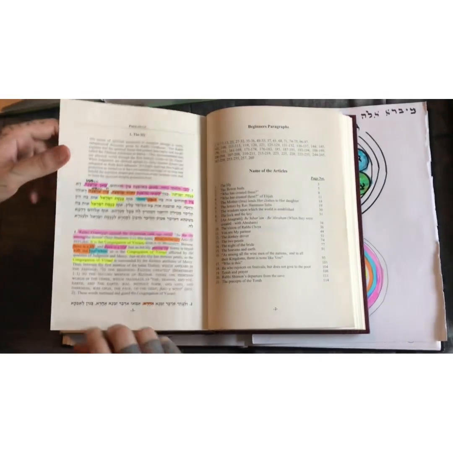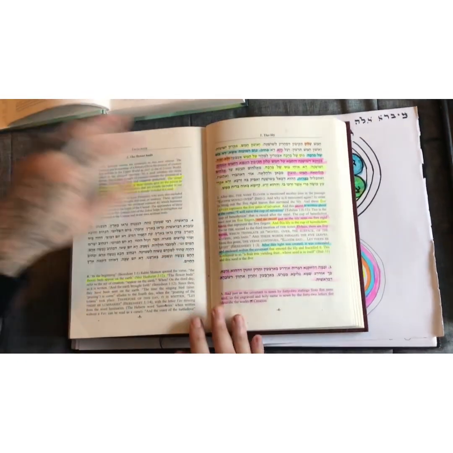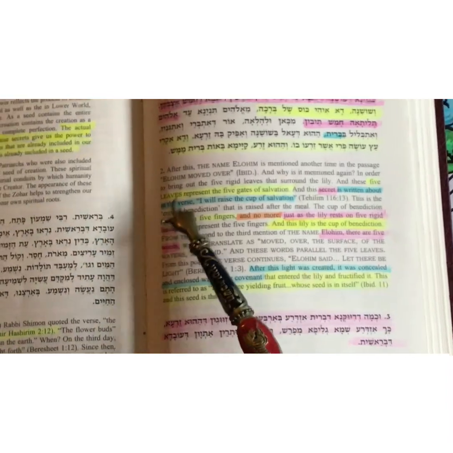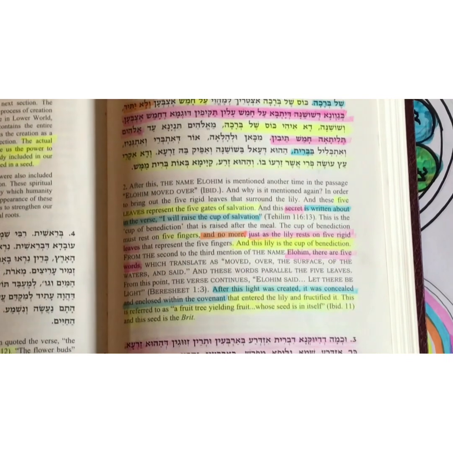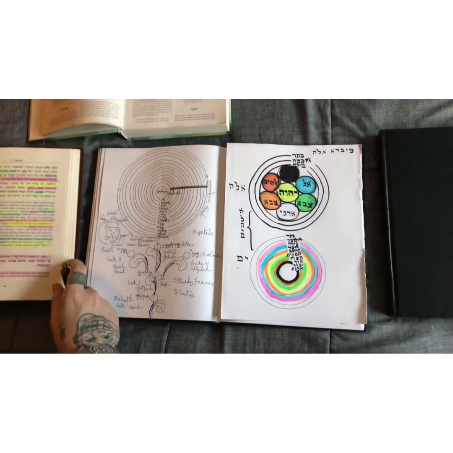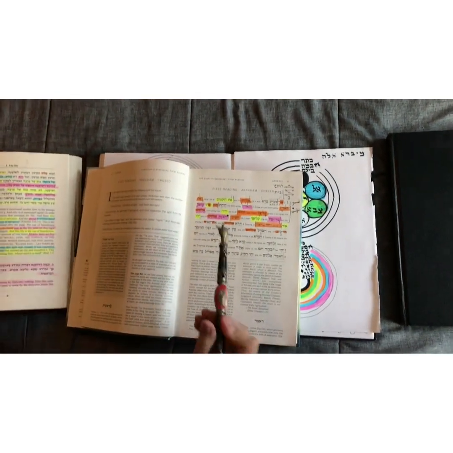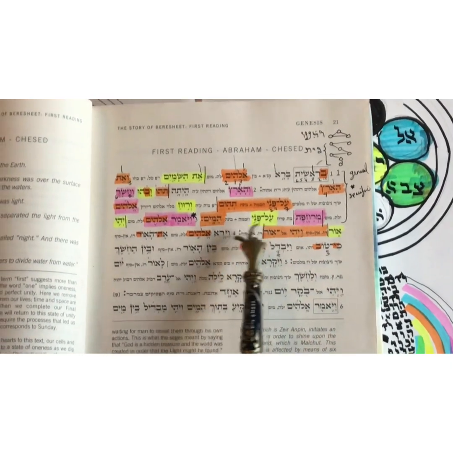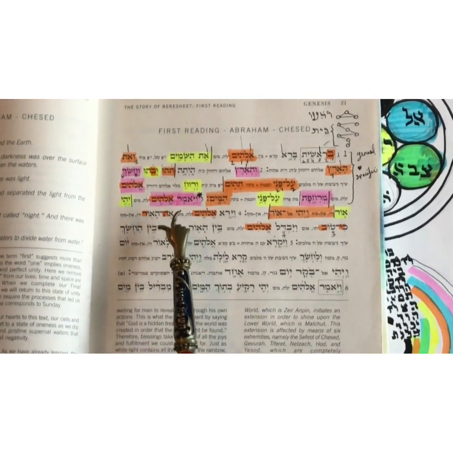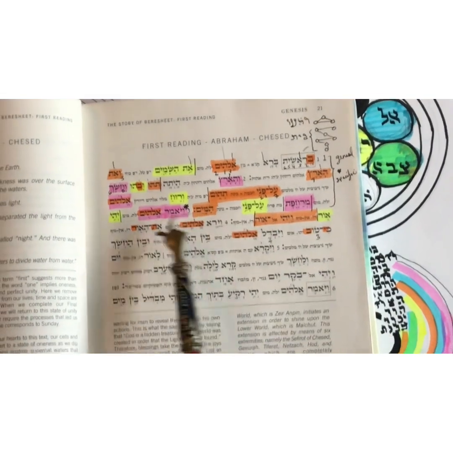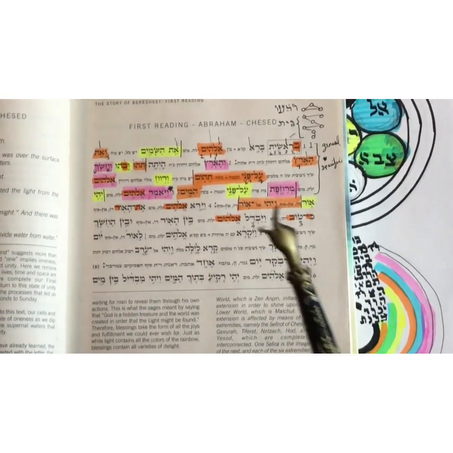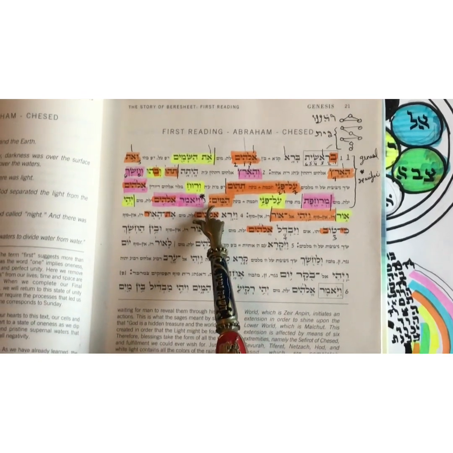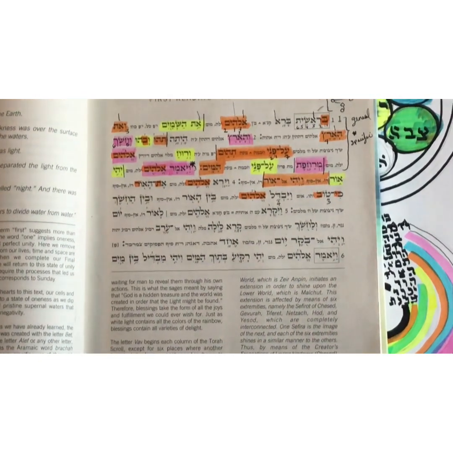So we go back into the Zohar and we go to page 4, and it says, after the name Elohim is mentioned another time in the passage, and Elohim moved over. And why is it mentioned again? In order to bring out the 5 rigid leaves that surround the lily. And so these 5 words are in between the second mentioning of Elohim and the third mentioning of Elohim. And they are Merokfet, Al, Venai, Hamaim, Vayomer. And these 5 words, 1, 2, 3, 4, 5, represent 5 partsufim, which are Arik Anpin, Abba, Ima, Zeir Anpin, and Malchut, Nukva. And these are 5 gates.